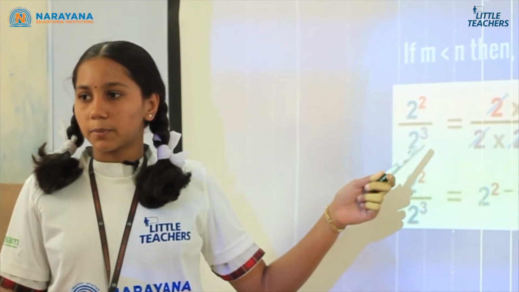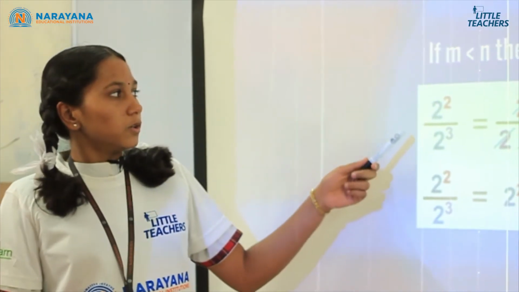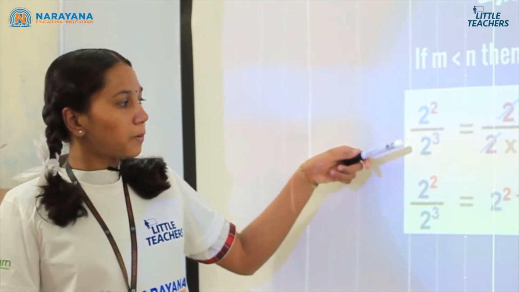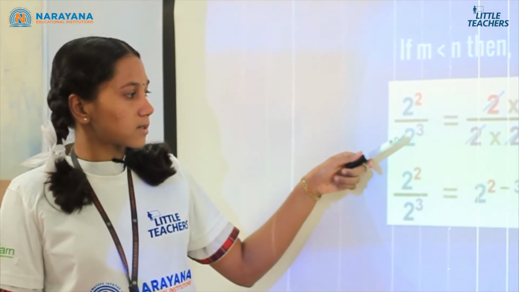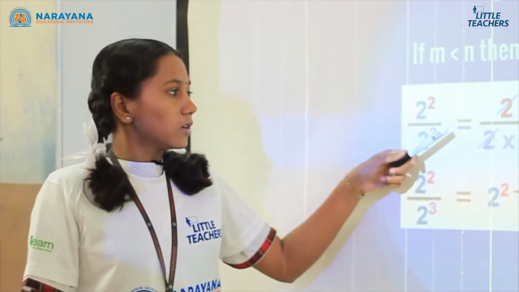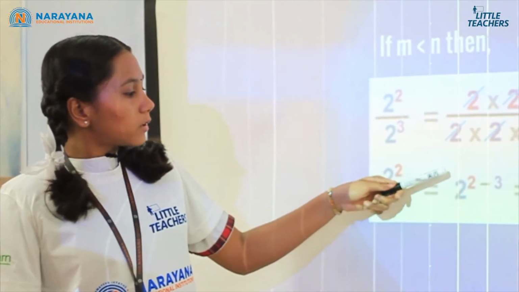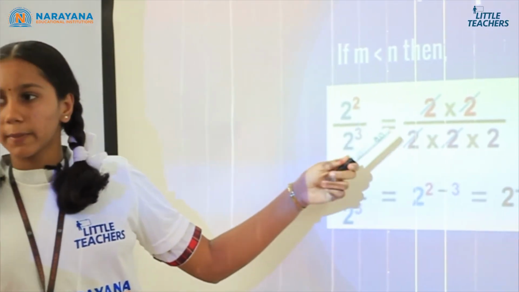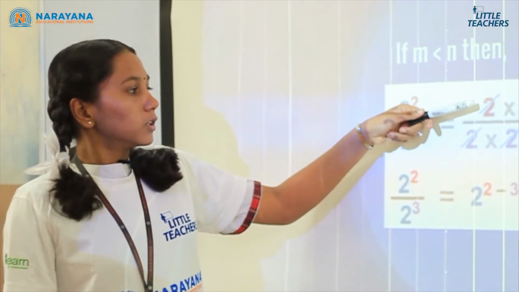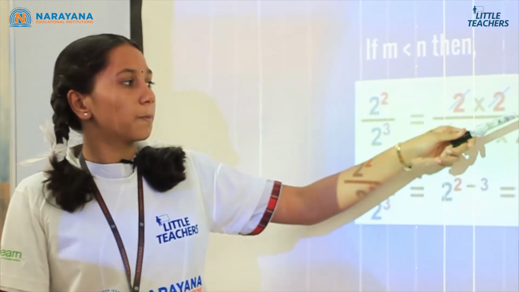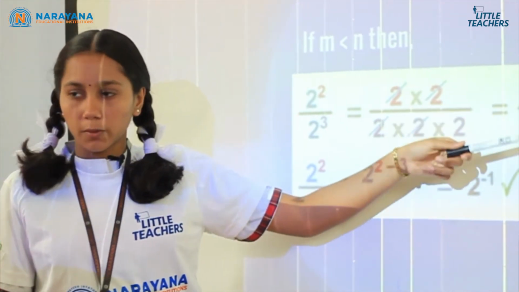The next example is based on case 2, if m is less than n. Here 2 power 2 by 2 power 3, and 3 is greater than 2, where n is greater than m. So 2 power 2 minus 3 gives 2 power minus 1. The simplified method is 2 into 2 by 2 into 2 into 2 into 2. Here we get the answer as 1 by 2.